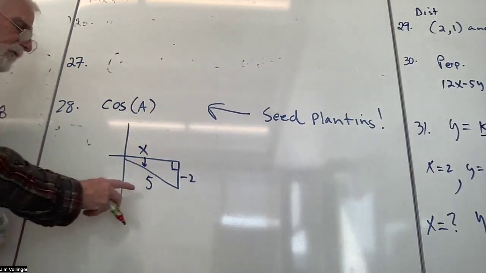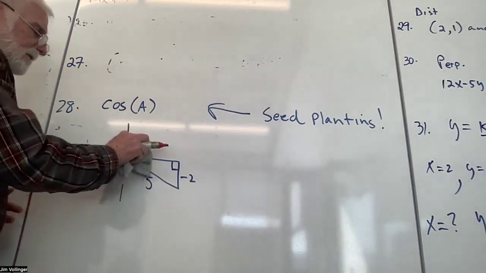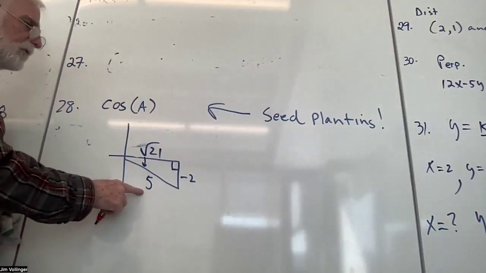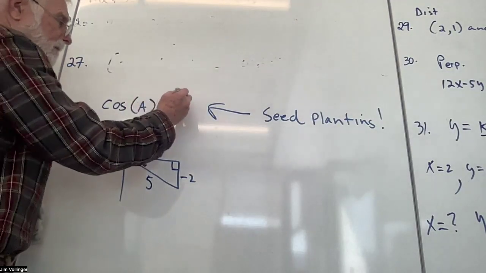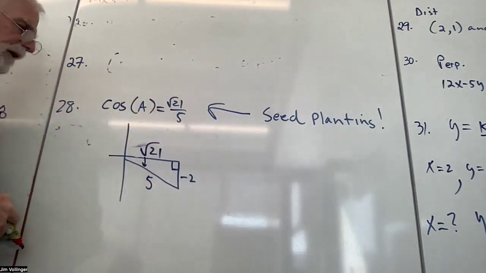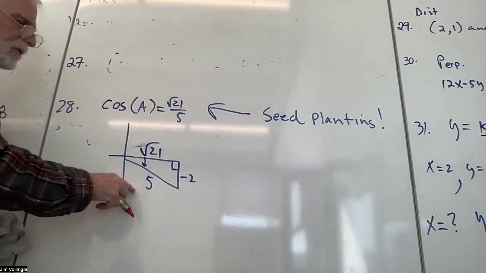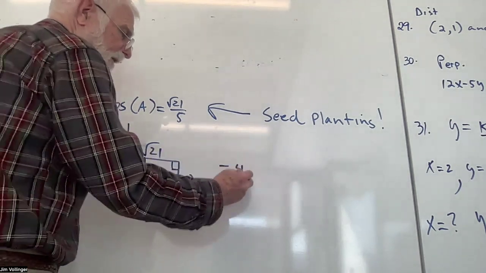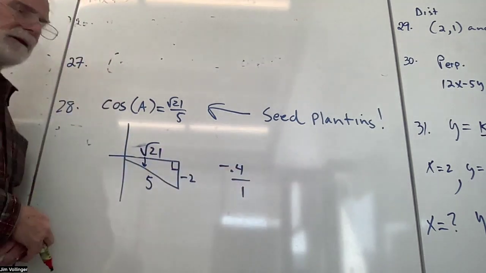You need that x value. 25 minus 4 is 21. So you've got the square root of 21, and that's square root of 21 over 5. All right, you're getting pretty good at that. Now I'm looking at minus 2/5, which is negative 0.4 divided by 1. That's the sine value, negative 0.4.